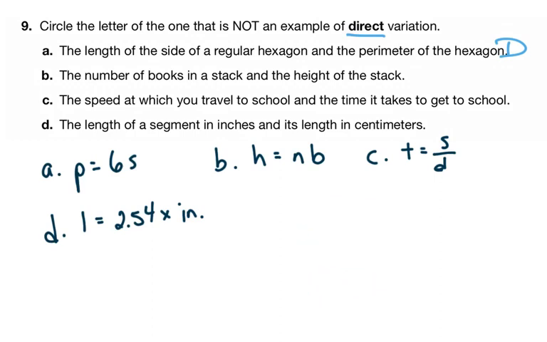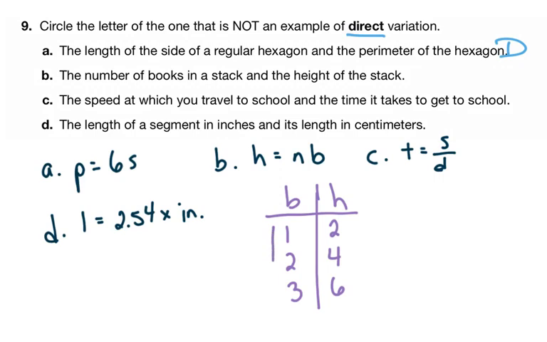The number of books in a stack and the height of the stack. So books and height. If I have one book, maybe the height is 2 inches. If I have 2 books, the height will be 4 inches. And if I have 3 books, the height will be 6 inches. Do both sides increase? We have 1, 2, 3 going up, 2, 4, 6 going up. So yes, they both increase. That one is direct variation.